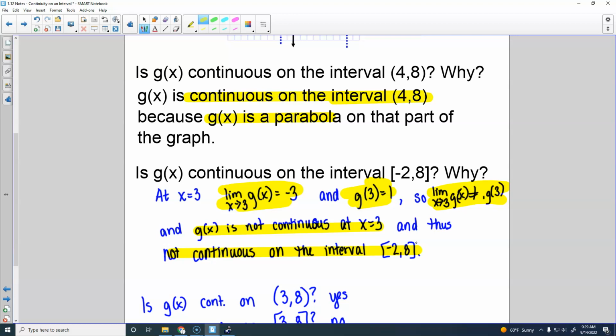But how you word it and in what order you do those things don't necessarily have to go in that order. You could say G is not continuous because, and then list your reasons. That's okay, but it just has to include that information. Okay, questions? All right.